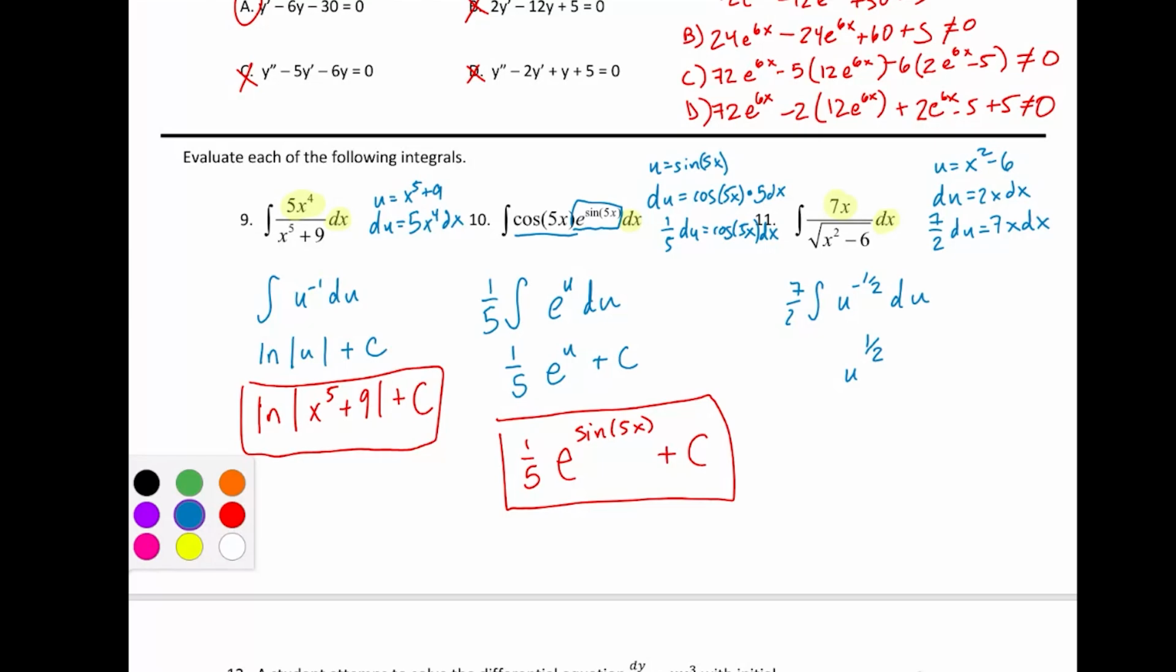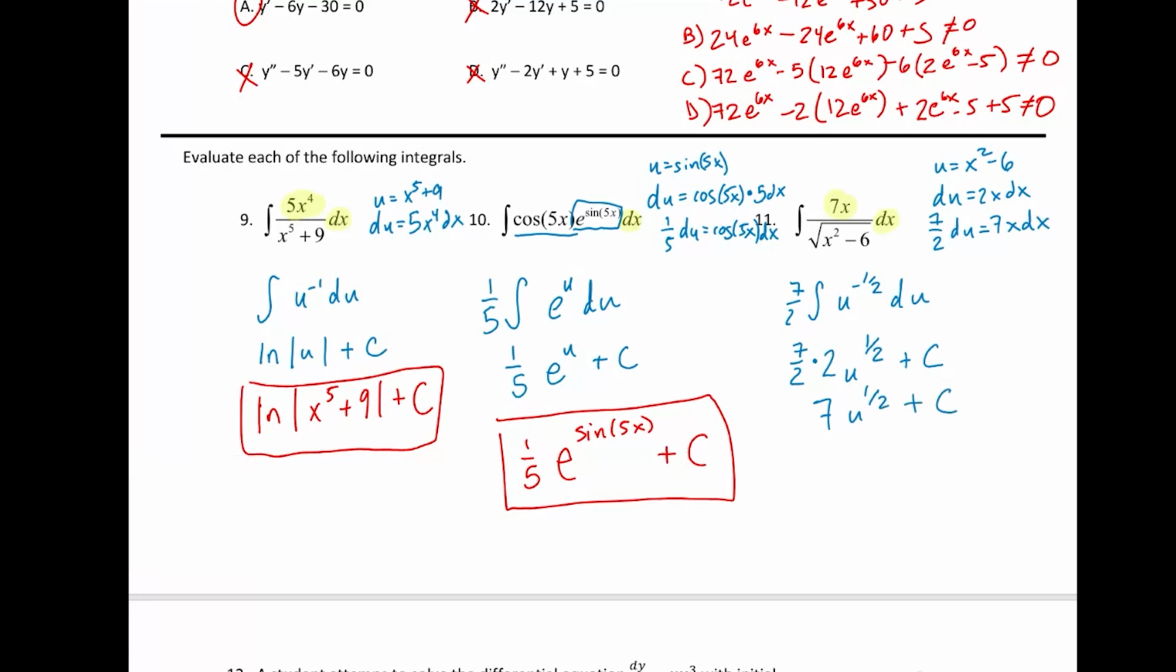Dividing by 1/2 is the same thing as multiplying by the reciprocal. So we can just multiply by 2. We still have that 7/2 out to the front, and then we have a plus c here. 7/2 times 2 is just 7. So I get 7 times u to the 1/2 plus c.